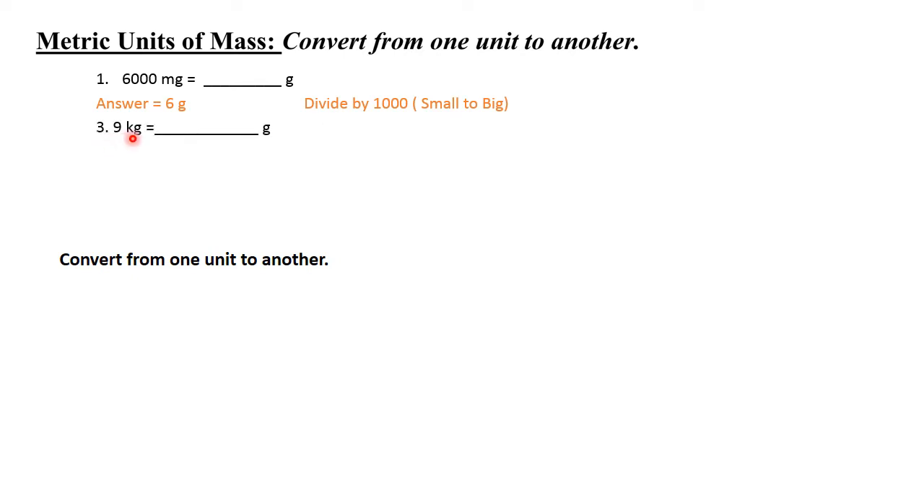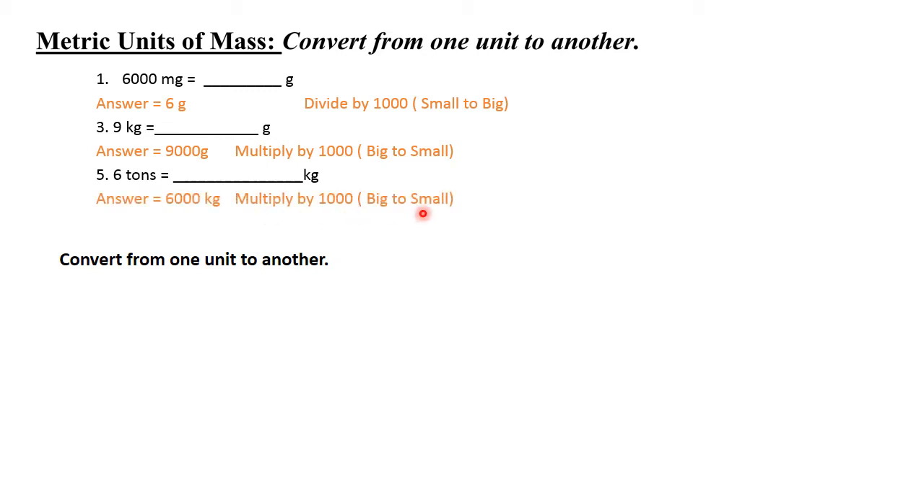Number 3, 9 kilograms into grams. From bigger to smaller, so we multiply 9 by 1000, we'll get 9000 grams. Number 5, 6 tons into kilograms. We are converting from bigger to smaller, so we multiply it by 1000, so 6 times 1000, 6000 kilograms.